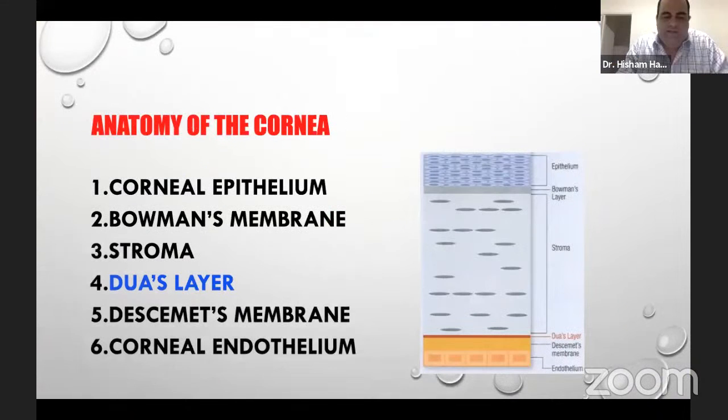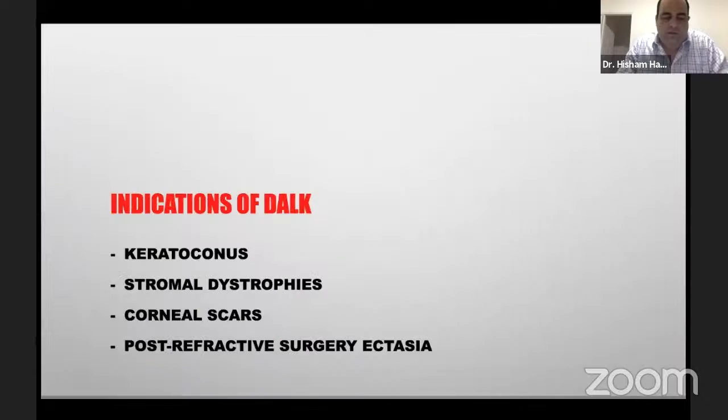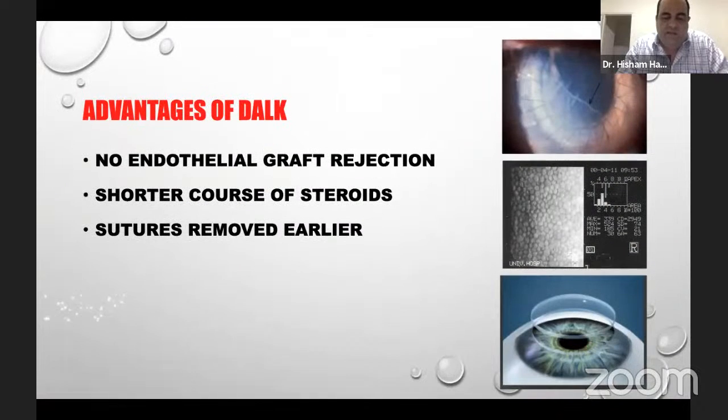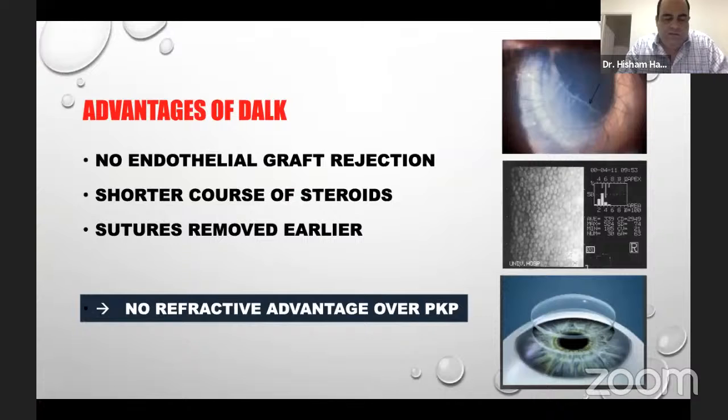We all know the classic 5 layers of the cornea and the newly described 6th layer that was named after Professor Dua of UK. Dua's layer is actually a condensation of deep stromal collagen in front of Descemet's membrane. DALC is basically suitable in any keratoplasty candidate whenever the endo layer is healthy. DALC has many advantages over PKP: no endo rejection, shorter course of steroids, earlier removal of sutures, but no refractive advantage.